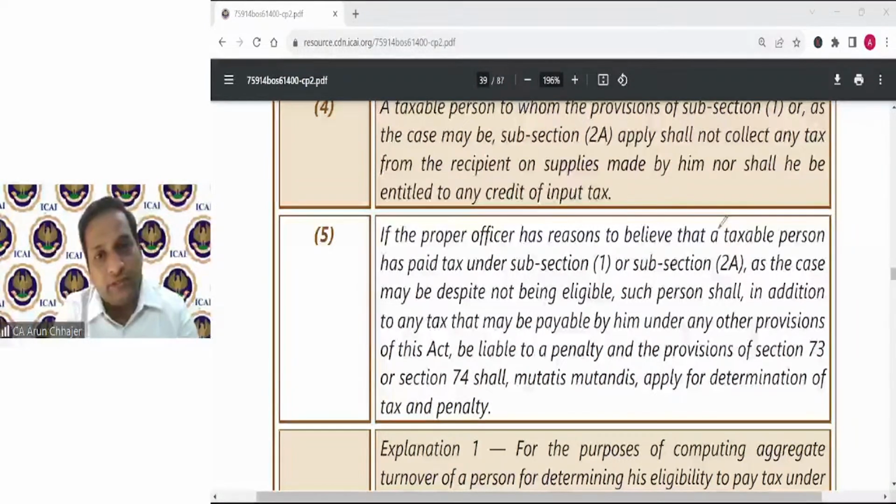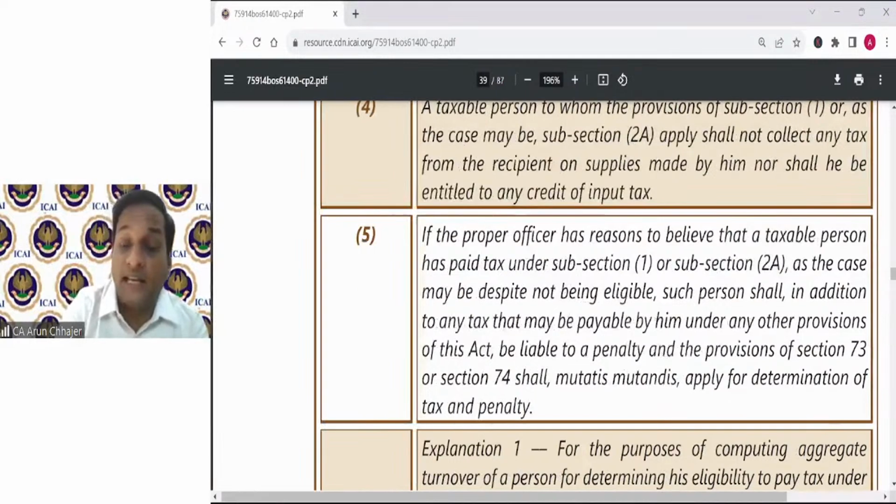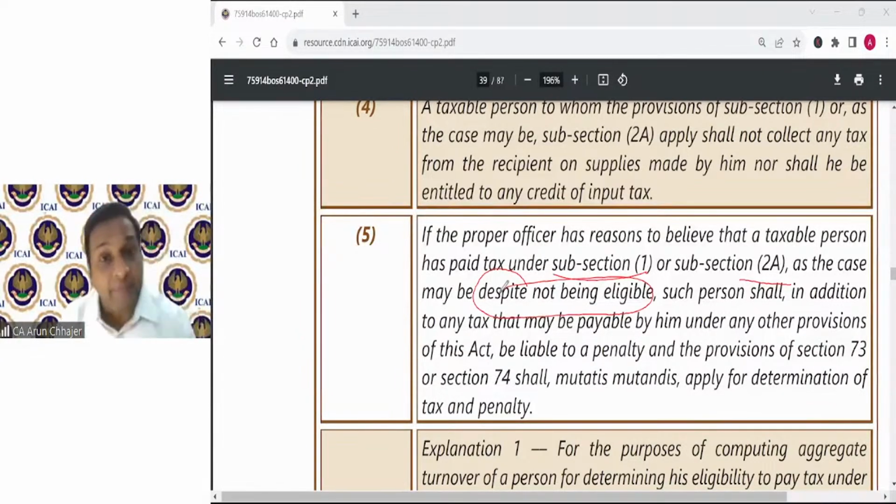If the proper officer has reason to believe that a taxable person has paid the taxes in 10.1 or 10.2A, as the case may be, despite not being eligible, it means he was not eligible. Why is he not eligible? Might be he is making the interstate supply. Might be he is manufacturing the goods which are in the restricted category. Might be he is making the supply through an e-commerce operator. There are multiple restrictions and because of any restriction, he is not eligible.